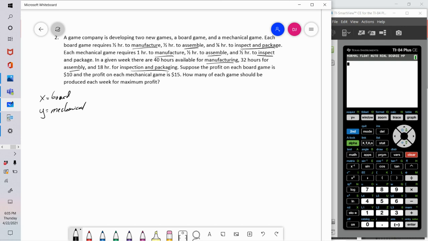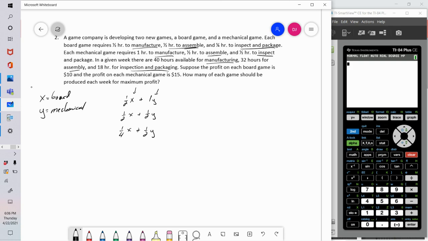We also have an equation for manufacturing, assembly, inspecting, and packaging. Okay. Now, each board game will take a half an hour to manufacture, half an hour to assemble, quarter of an hour to inspect and package. Also, each mechanical game will take 1 hour to manufacture, half of an hour to assemble, and half of an hour to inspect and package. Now, let me back up and say what I'm doing here. X is the number of board games. Y is the number of mechanical games.